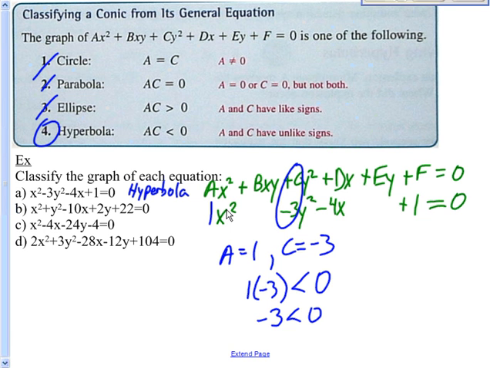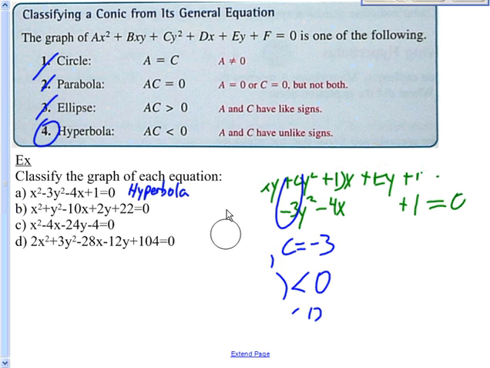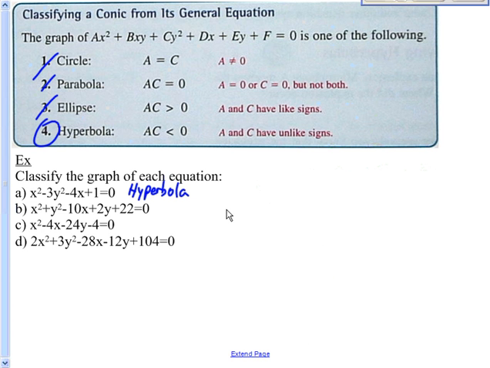Okay, and that's how you'd go about each of those. You find your A, you find your C, and classify it from that. Okay, so the next one, B. Notice that your A is 1. Notice that your C is 1. So does A equal C? Yeah, 1 equals 1. So that thing's a circle. All right.